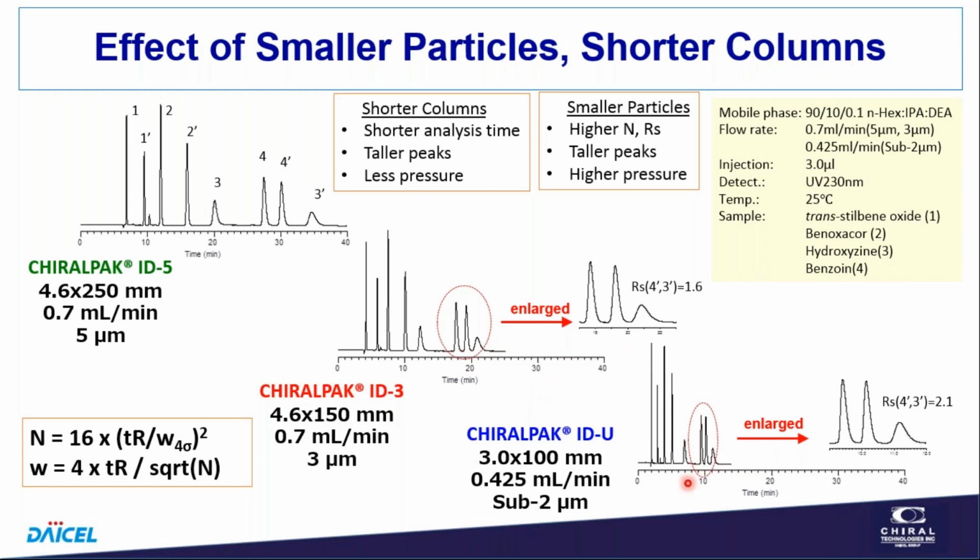We go to smaller particles yet, from the 3 micron to sub-2. We get a further increase in sharpness of the peak. Again, not on the same response scale, but these peaks are taller because the area is conserved. And we got back some of our resolution, partly because we went to smaller particles, but also probably a lot-to-lot difference.